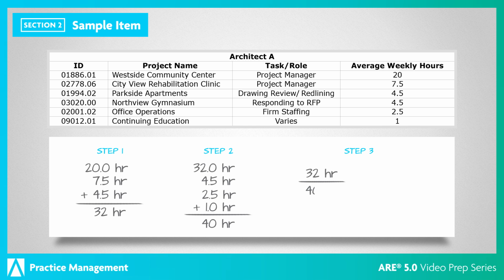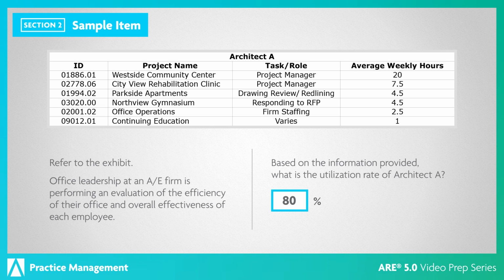By dividing the direct labor hours by the total hours, you determine that Architect A's utilization rate is 80%. Because the percent symbol is given next to the answer box, you know the correct answer should be represented as a percentage, not a decimal.